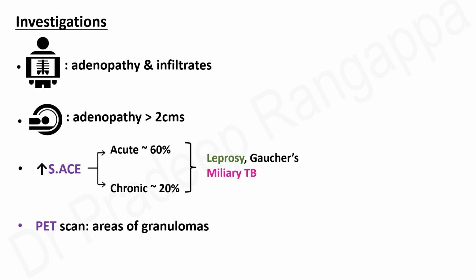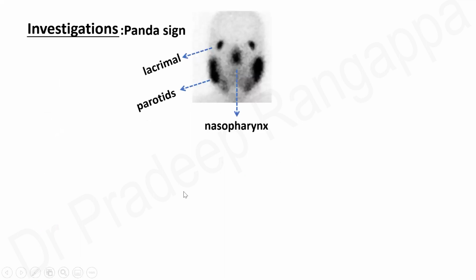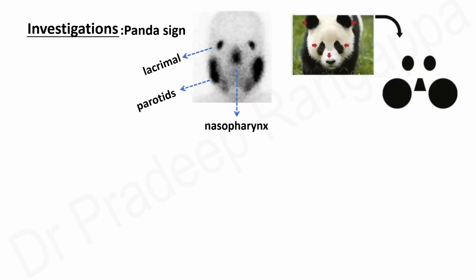So there are two classic findings that are found in sarcoid, which may be useful for all the trainees who are writing MCQs. There's something called Panda sign. So in Panda sign, basically there will be involvement of the lacrimal gland, parotid gland, and nasopharynx, which will be predominantly highlighted because of infiltrative problems in this area. And this is called Panda because it looks like a panda. So lacrimal gland, nasopharynx, and the parotids. So this is Panda sign, which is typical of sarcoid.